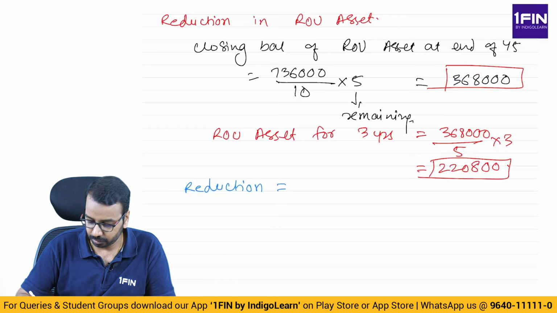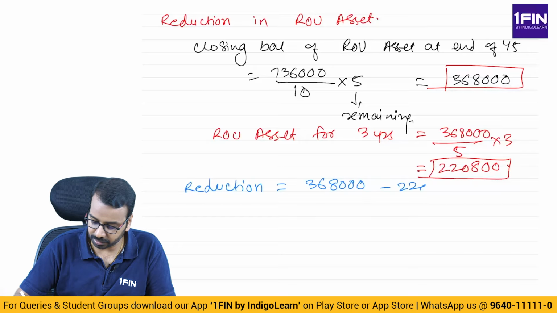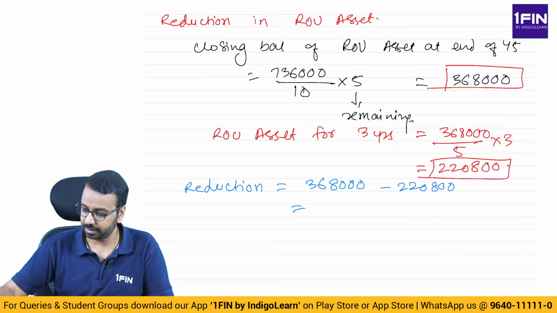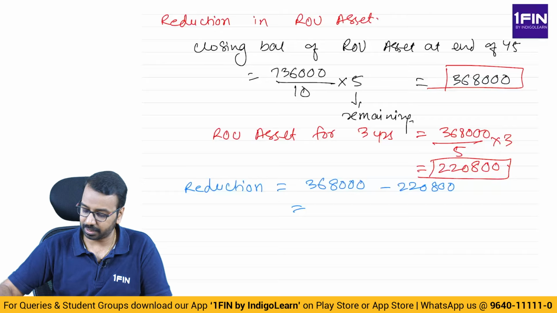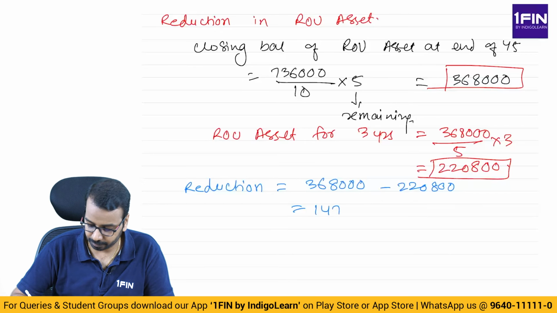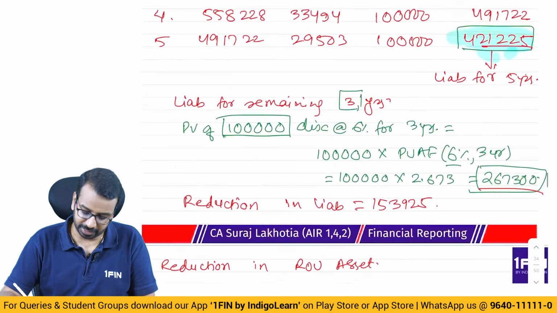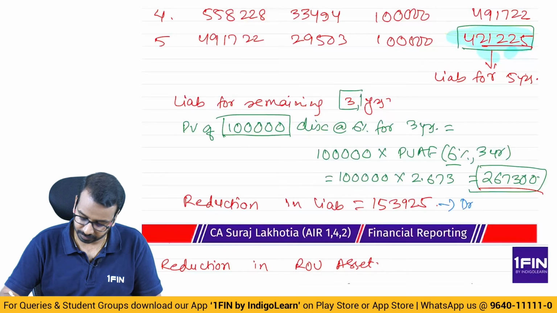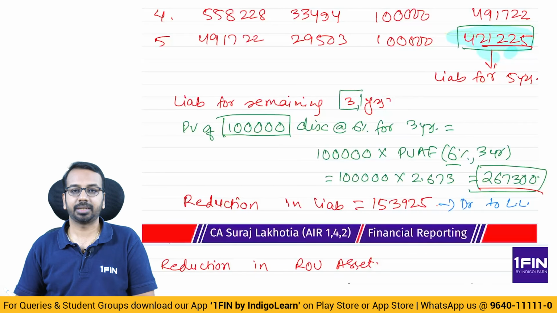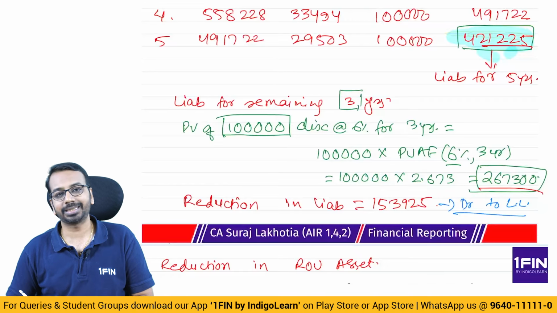Reduction is equal to 3,68,000 minus 2,20,800, that is 368,000 minus 220,800, which is 147,200. So we will credit this to right of use asset and we will debit this to lease liability.